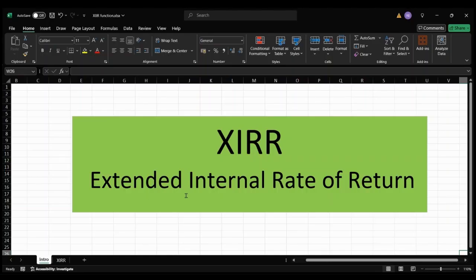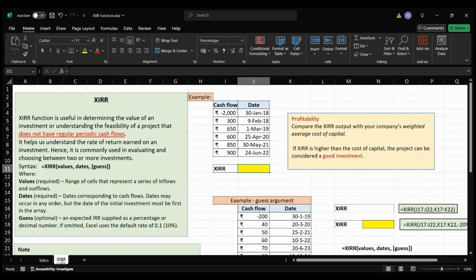XIRR, Extended Internal Rate of Return. XIRR is a function which is useful in determining the value of an investment or understanding the feasibility of a project that does not have regular periodic cash flow. It helps in understanding the rate of return earned on an investment. Hence, it is commonly used in evaluating and choosing between two or more investments.